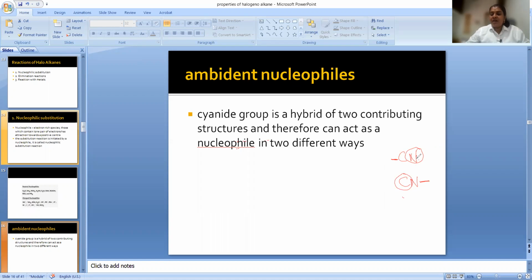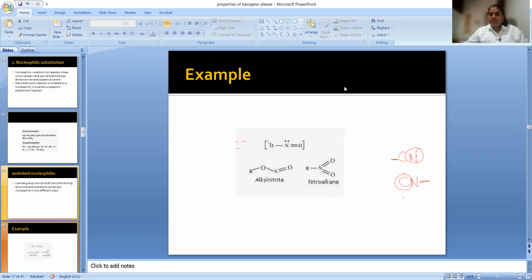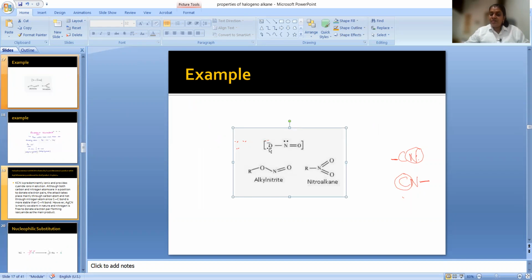So two nucleophilic centers are available here. That is why it is called an ambident nucleophile. Can we see another example? Another example for this is NO2. In the case of NO2, oxygen can bond with the alkyl group. Also, this nitrogen has a lone pair of electrons, so it can also bond with the alkyl group. Since there are two centers, nitrogen and oxygen, if it bonds through oxygen, it is called an alkyl nitrite. If it bonds through nitrogen, it is called a nitroalkane. That is the difference, so you will get two different names.